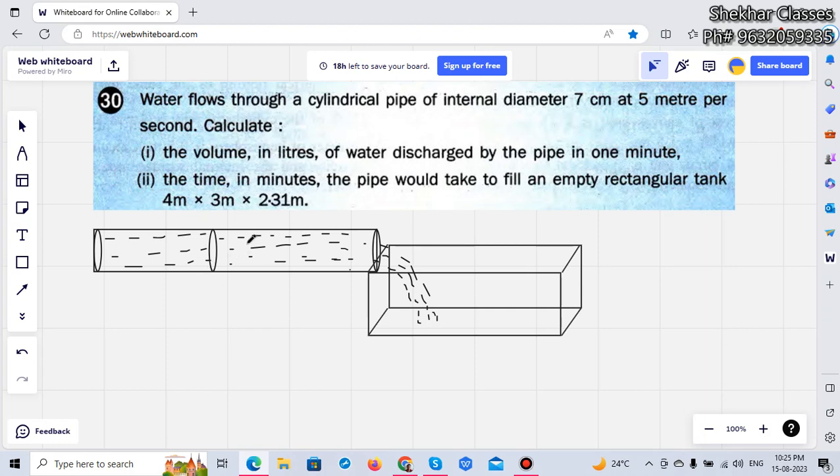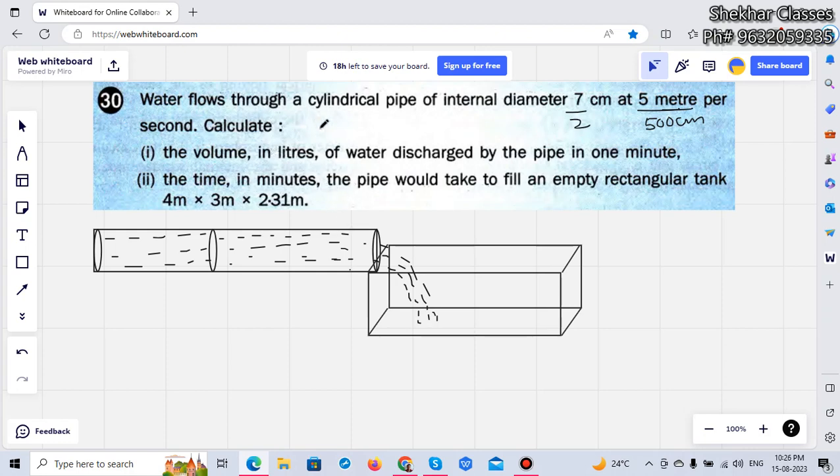I have drawn the pipe a bit thicker to understand this. The diameter is 7 centimeters. So this is the diameter, 7 centimeter. The radius of the pipe will be half of that. The speed is in meter, and this is in centimeters. I can convert this into centimeter, and it will become 500 centimeter.